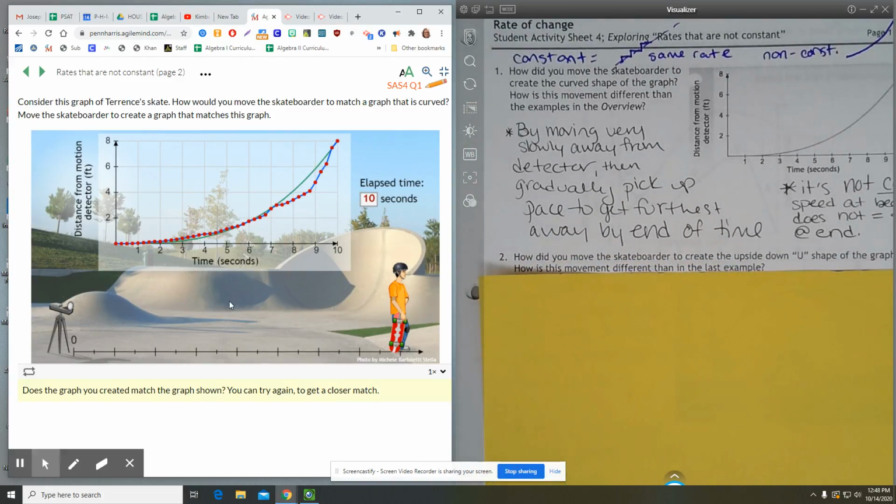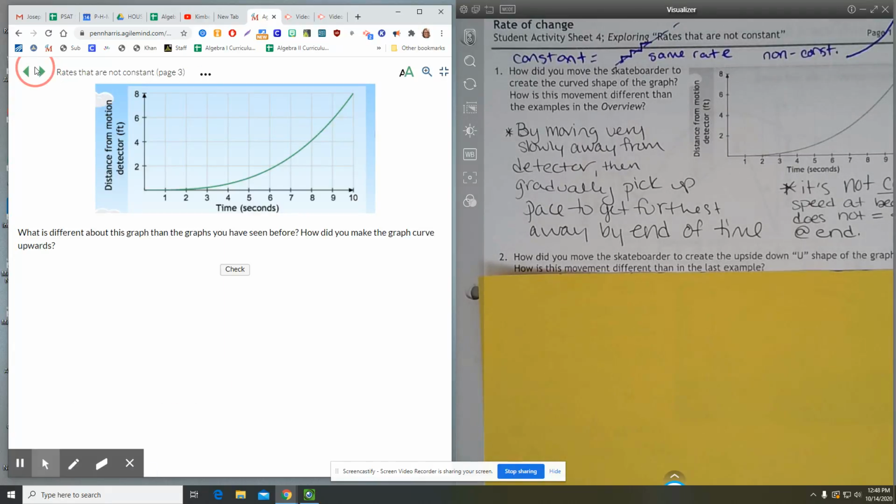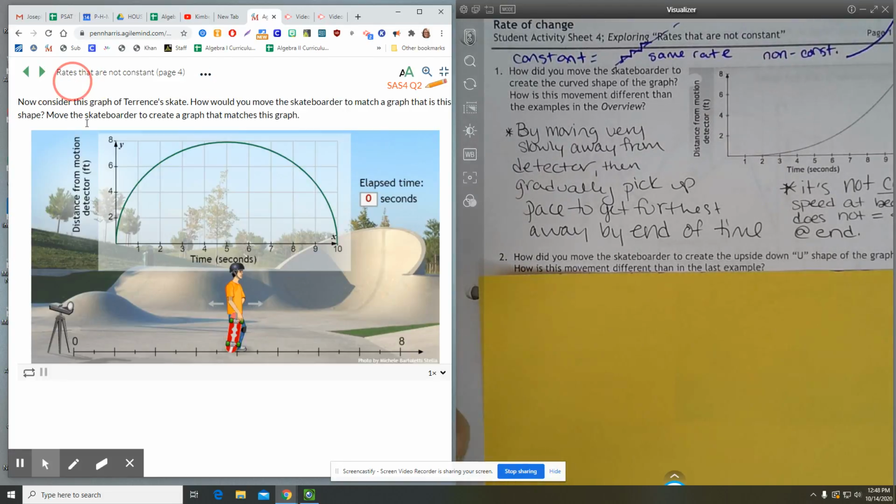So now let's take a look at question number 2. On this one, it's the same idea. It's not going to be a straight line, okay, but this time it's going to be a curve, but it's totally upside down. How in the world am I going to make this graph?